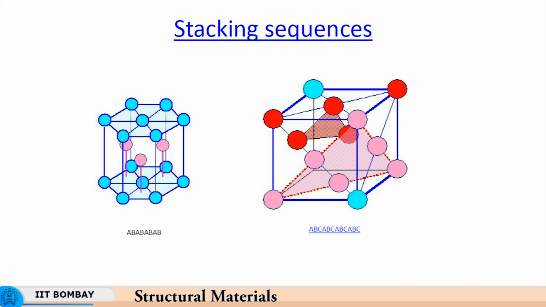In the case of a face centered cubic structure, the sequence is ABC, ABC. You see that the atoms which are of similar color form one single plane. So you have ABC, ABC as 3 planes being stacked together. This stacking sequence gets disturbed at times, and that is what generates a stacking fault.